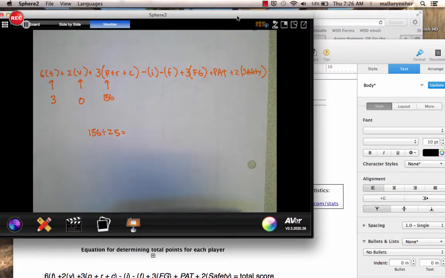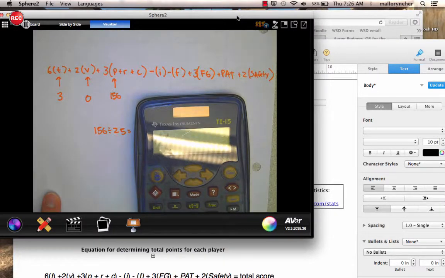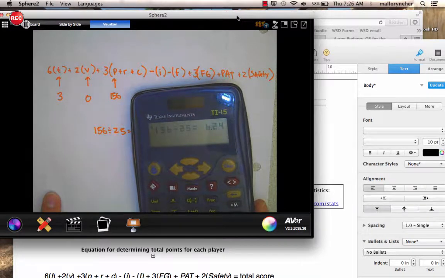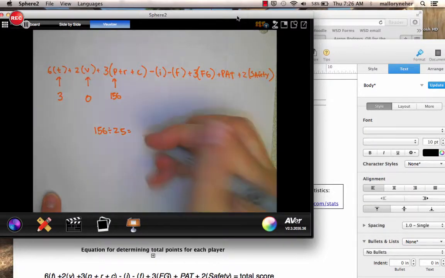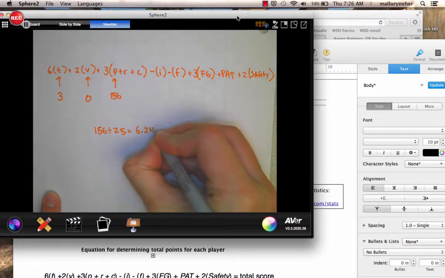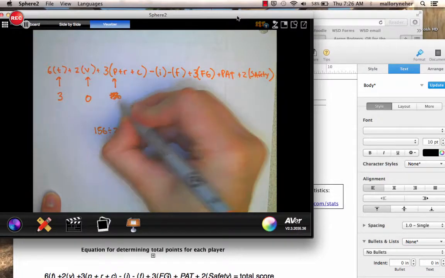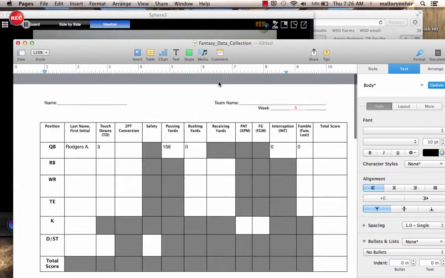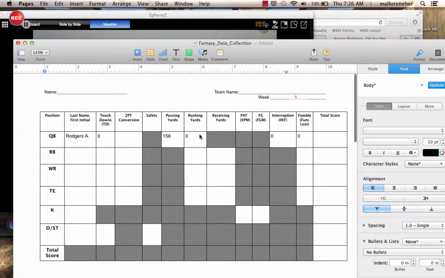So let's figure out what that is. 156 divided by 25 is 6.24. So we're going to round down 6.24. 6.24 rounded down is 6, so we're going to put a 6 in there. R refers to our rushing yards. How many rushing yards did Aaron have? We look at our table, at our rushing yards, and he had 0. So we're going to put a 0 there.